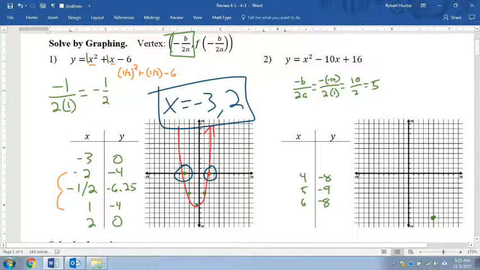Oh, we're not there yet. 3 gives you negative 5, which means 7 gives you negative 5. 2 gives you 0. There it is. 2 gives you 0. Therefore, 8 gives you 0.